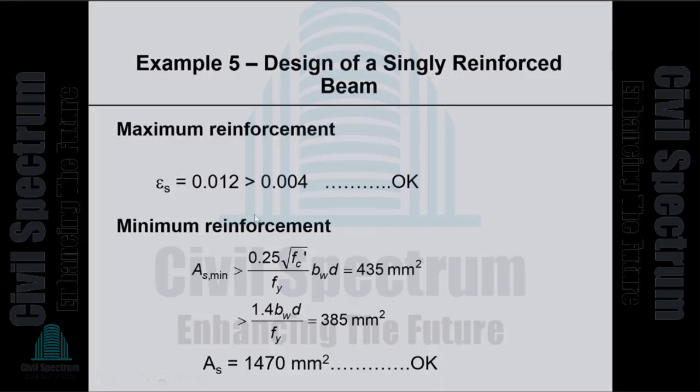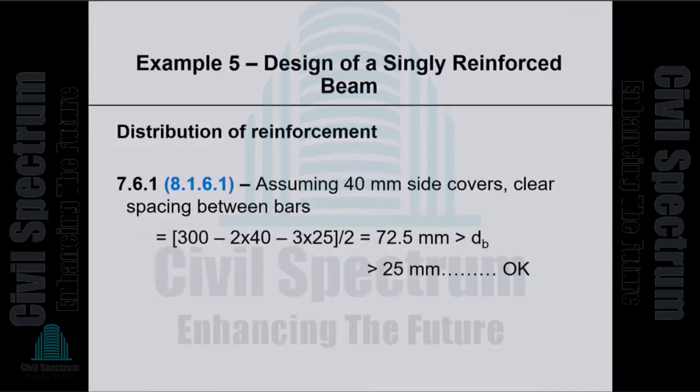Minimum reinforcement is given by this expression, except that we cannot go below that. This expression gives us 435 square millimeters, the other one 385 square millimeters. That obviously governs, the larger number governs. We cannot go below 435 square millimeters. We have provided 1470, so we are well above the minimum reinforcement that is required for our beam to behave as a reinforced concrete beam rather than a plain concrete beam.